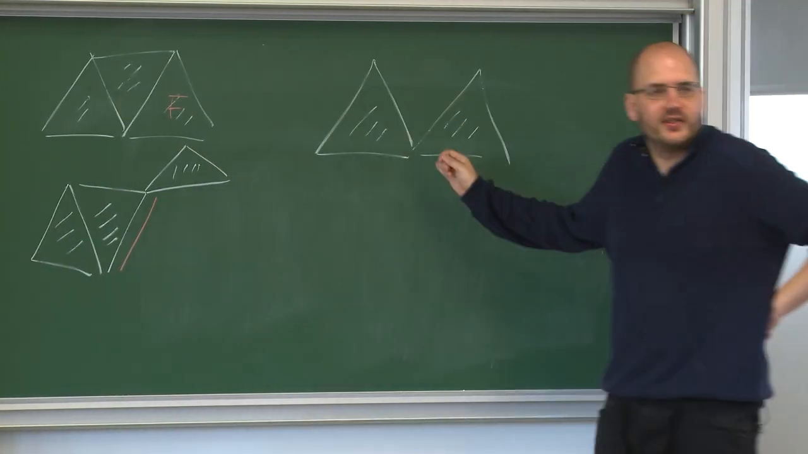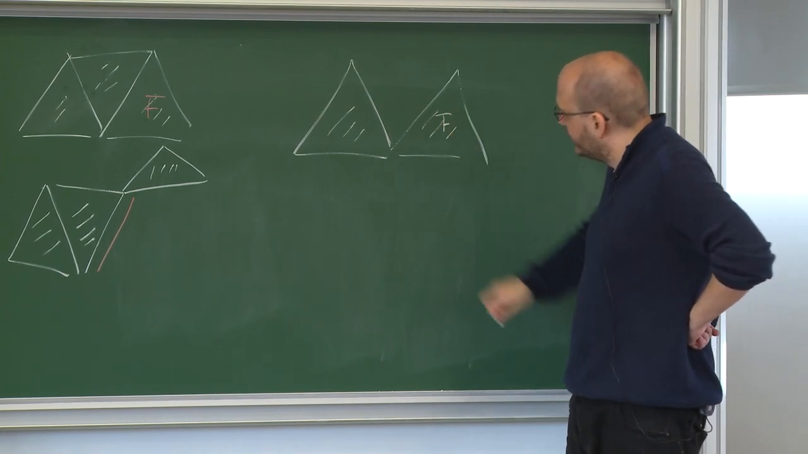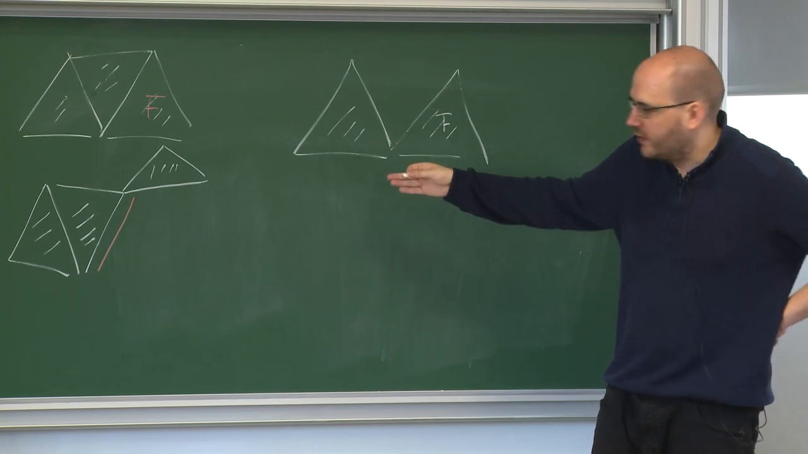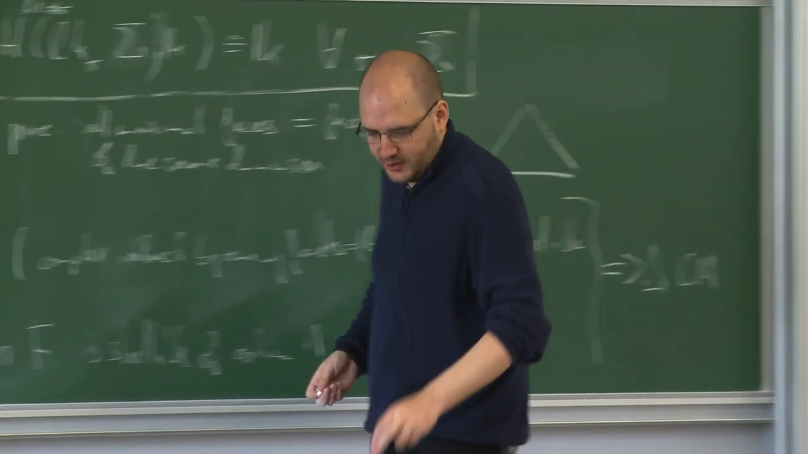Anyway, this complex then is not shellable, right? If I try to remove this face, then obviously now I'm of codimension two. The intersection with whatever remains is of codimension two. All right. Yes.